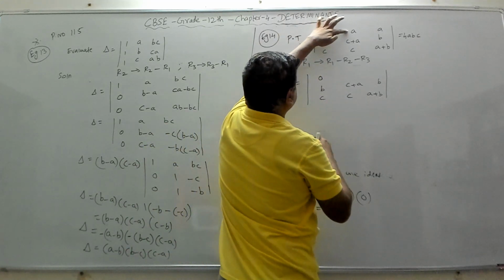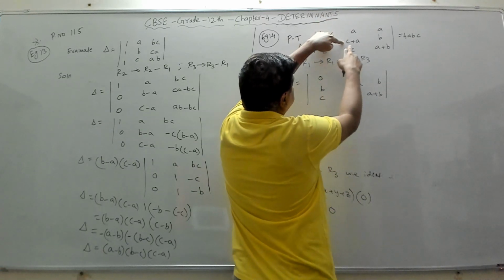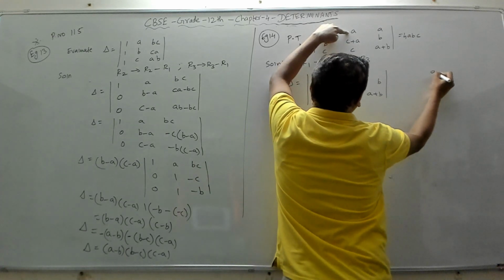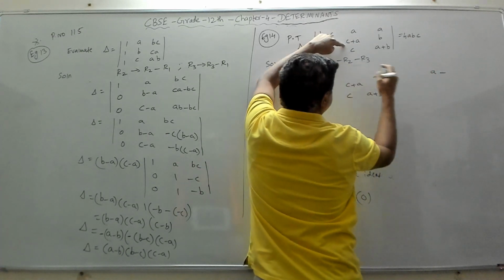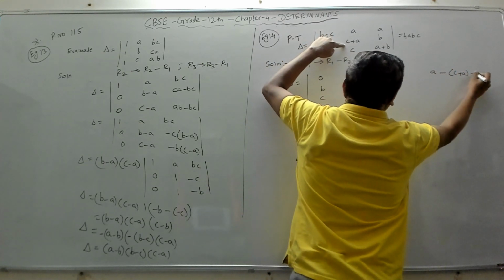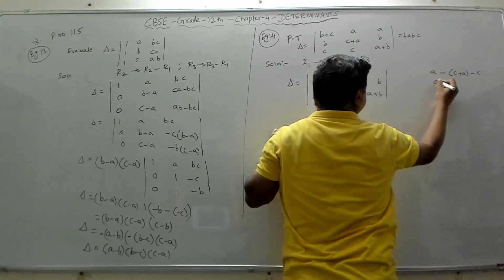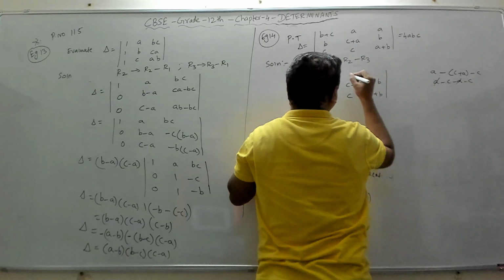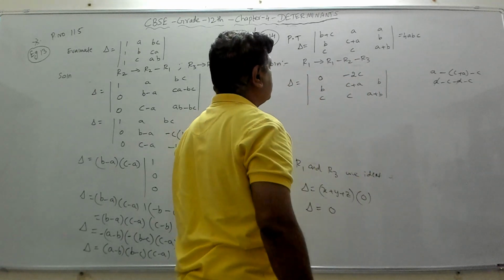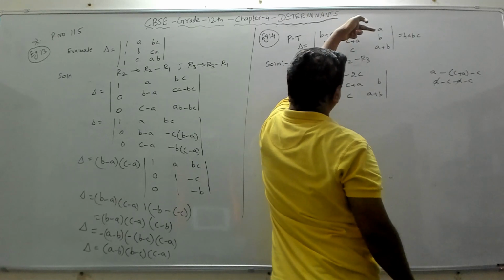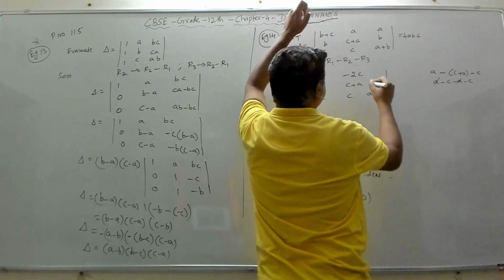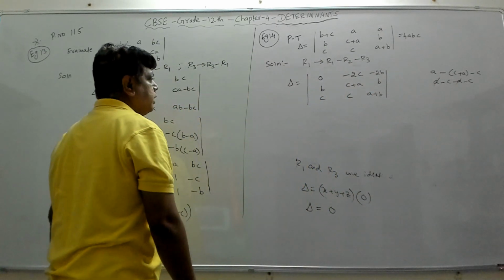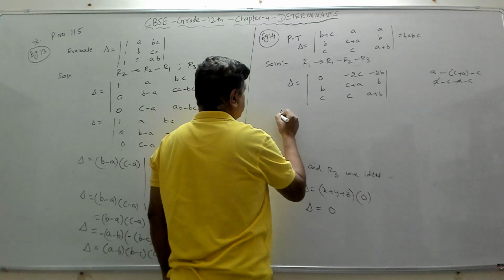Now again A, which is R1, minus R2, minus R3. R2 is C plus A, minus R3 which is C. So if you do this, what do we get? We get A minus C minus A minus C. Then plus A minus A, we get minus C minus C, that is minus 2C. Similarly you do here: A minus B minus A minus B will give you minus 2B. Right? Now, delta equal to.